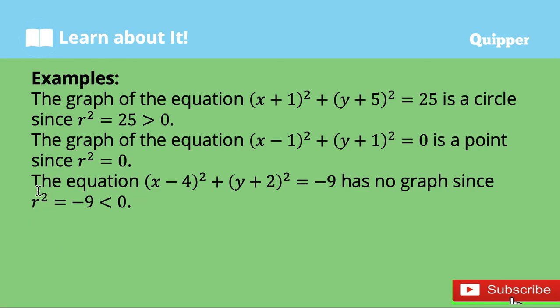Lastly, we have the equation (x − 4)² + (y + 1)² = −9. This is no graph, or the equation has no graph because r squared is negative 9. And negative 9 is less than 0. Therefore, the equation has no graph, or that is not a circle nor a point.